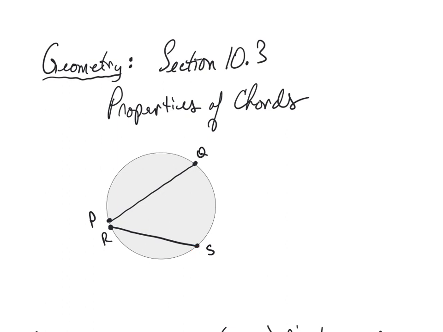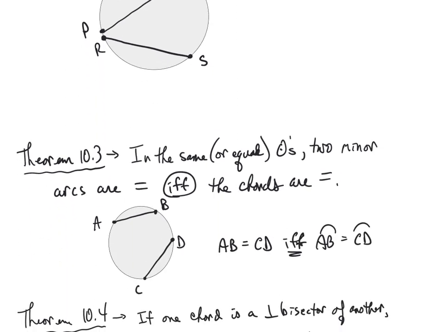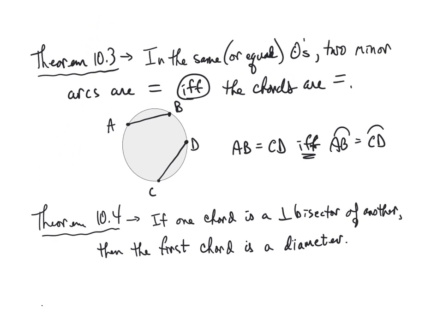Okay, and so what we're going to have then is 4 theorems that deal with chords. All right, the first one, number 10.3, says that in the same or equal circles, 2 minor arcs are equal if and only if the chords are equal. Now remember, if and only if, IFF, that's our abbreviation for that, meaning this theorem works in both directions. So if the arcs are equal, then the chords are equal, or if the chords are equal, then the arcs are equal.